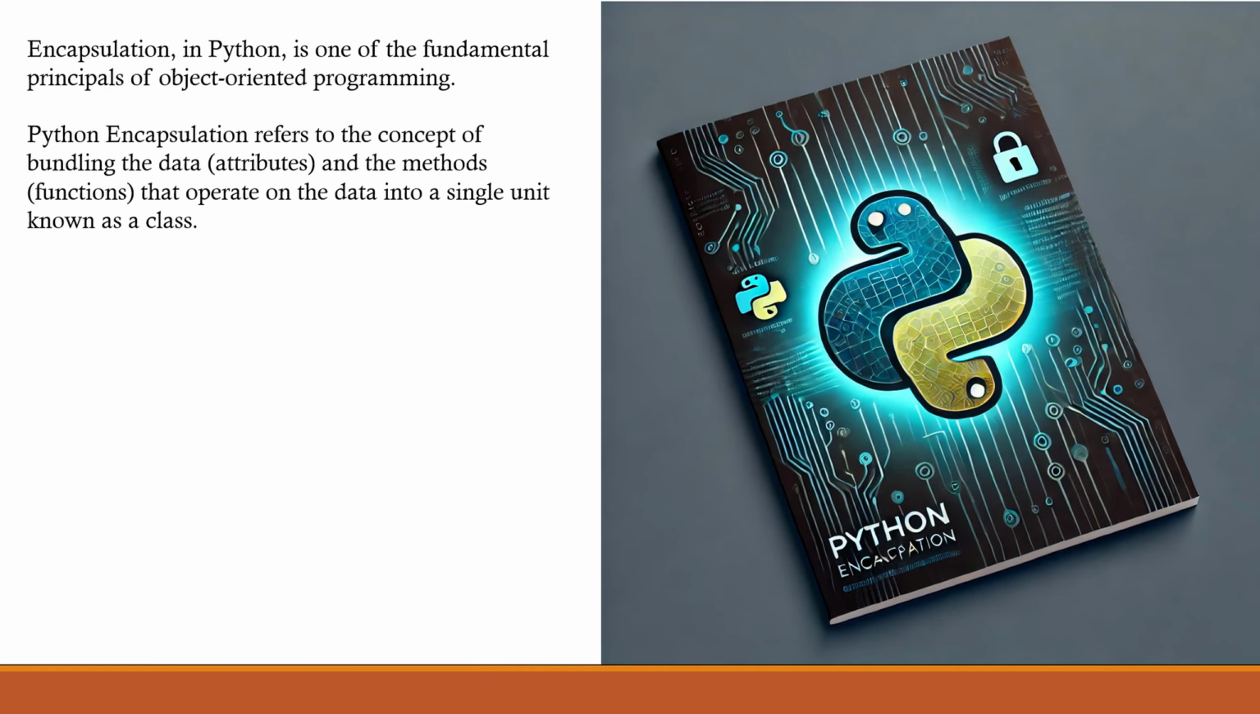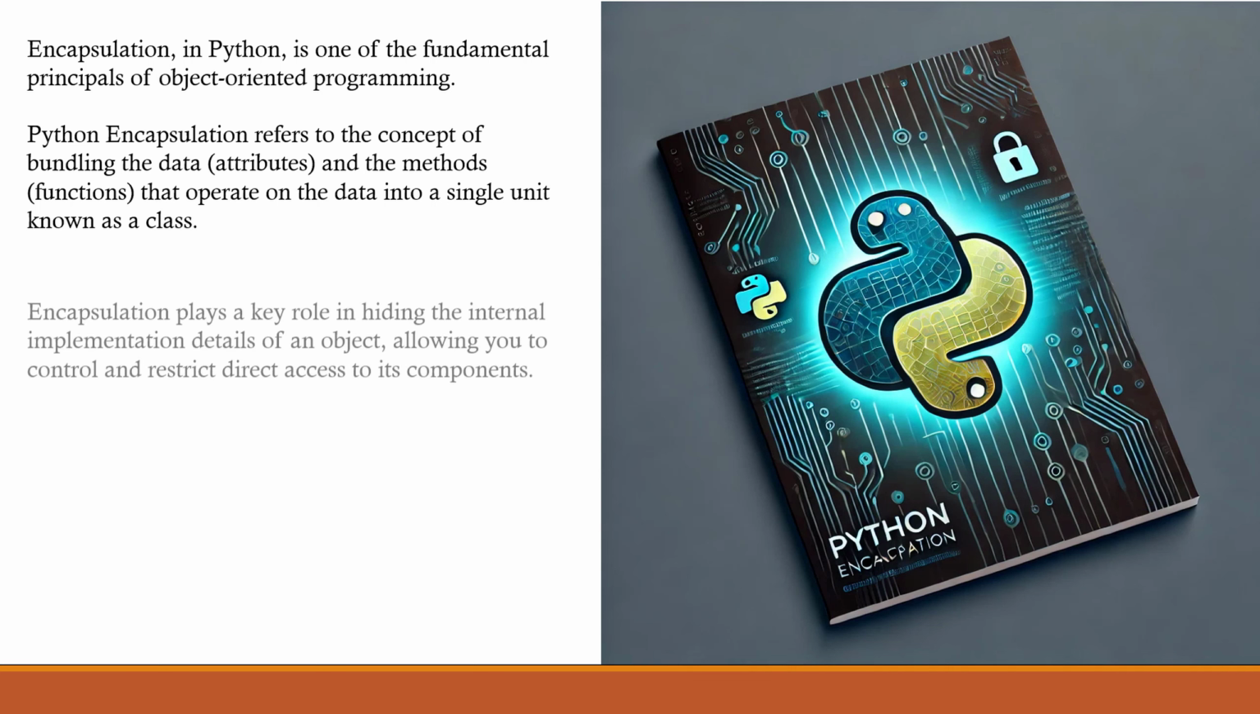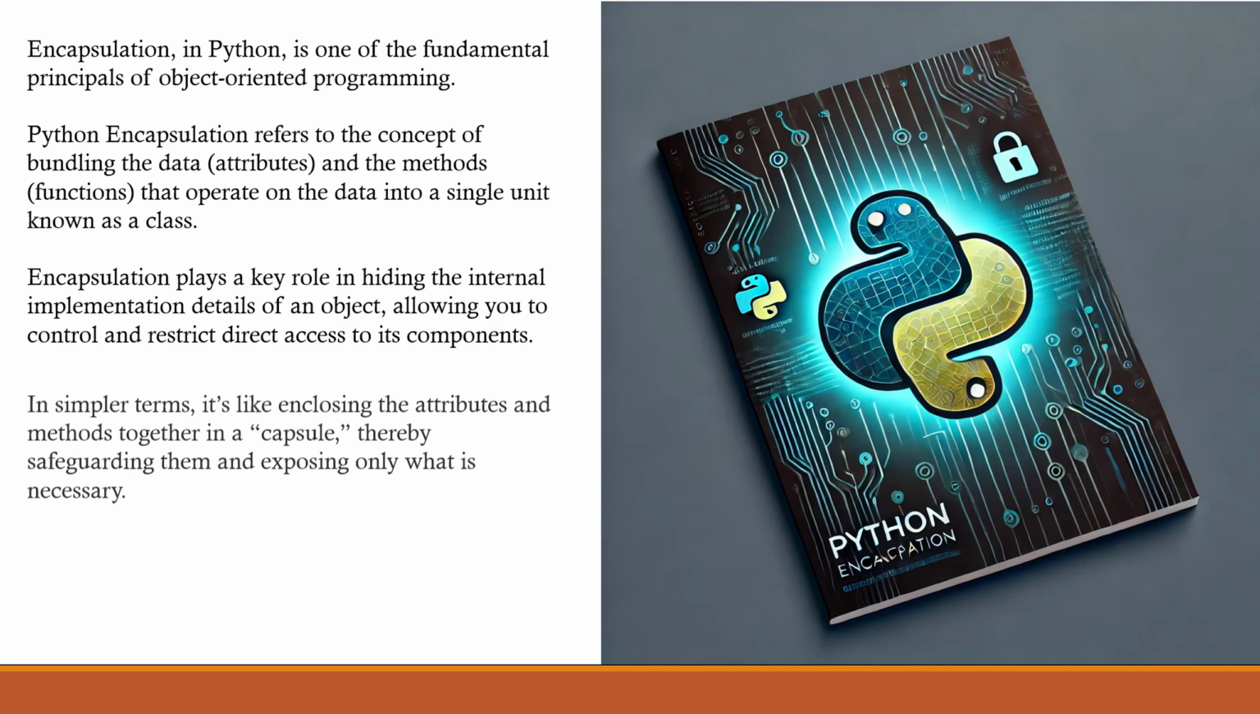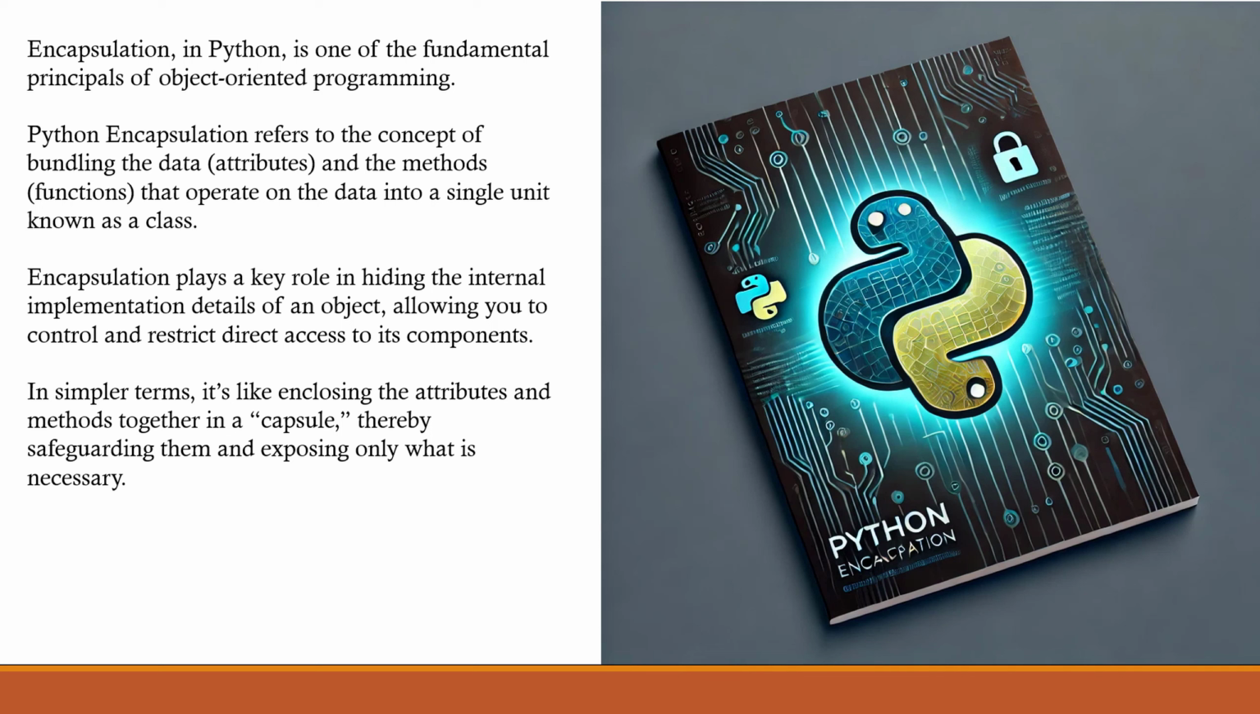It refers to the concept of bundling the data, which is the attributes, and the methods, which are the functions that operate on the data, into a single unit known as a class. And encapsulation helps in hiding the internal details of an object and restricting direct access to some of its components. Another way of looking at it is encapsulation is wrapping up these attributes and methods together, similar to a capsule you eat, like a medical capsule, it's all bundled or wrapped together.